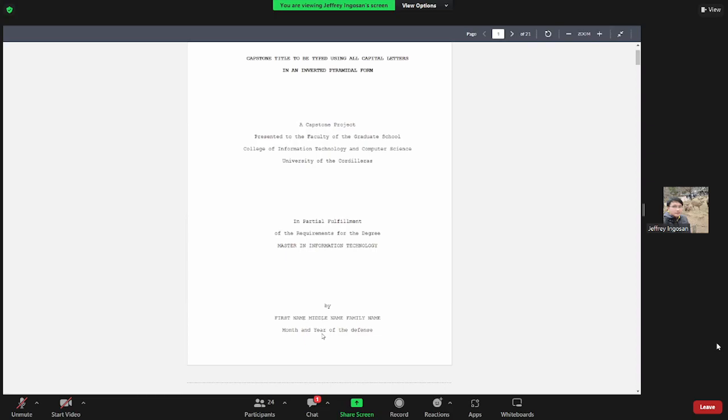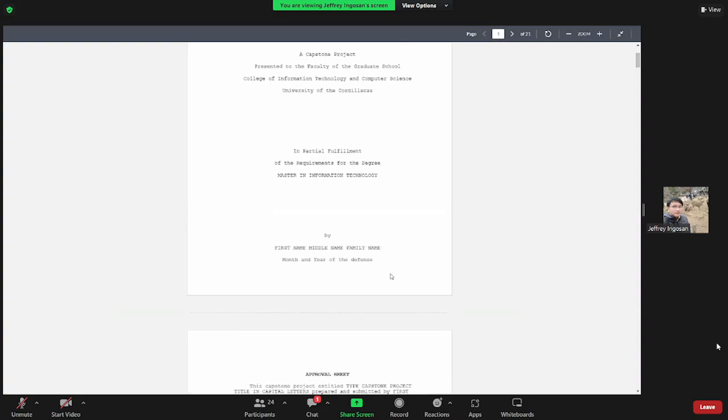So if you will defend, say for example, in November, regardless of the day, it does not matter what day of November, then you write there November 2023. If you will defend in January, that will be January 2024. If you will defend in December, that will be December 2023. Regardless of the day, you do not write there the day. So that's the title page.